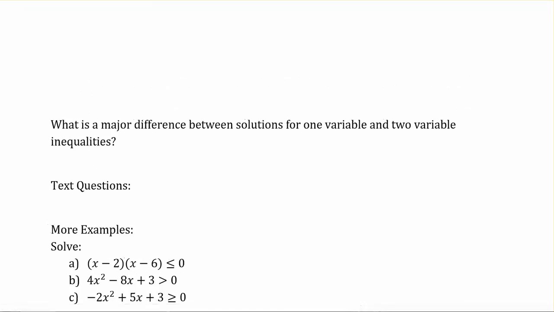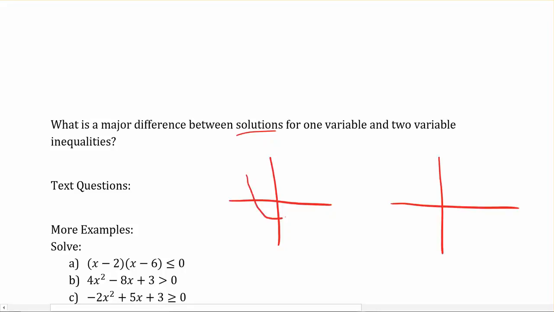So this last one says, what is a major difference between solutions for one variable and two variable inequalities? And I find it helps with a graph. So one variable inequalities are talking about along that line, where is it greater or less than 0, if it was 0 that they were talking about. So it's talking about actually on the graph. That's one variable.